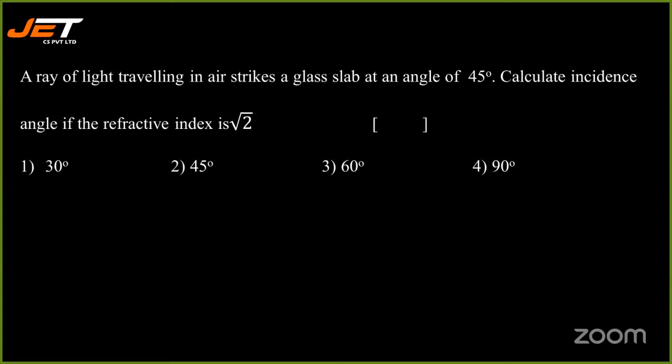A ray of light traveling in air strikes a glass slab at an angle of 45 degrees. Calculate the incident angle if the refractive index is √2. So these questions come from a law called Snell's law. So what is Snell's law? N2 by N1 is equal to sin i by sin r, right?